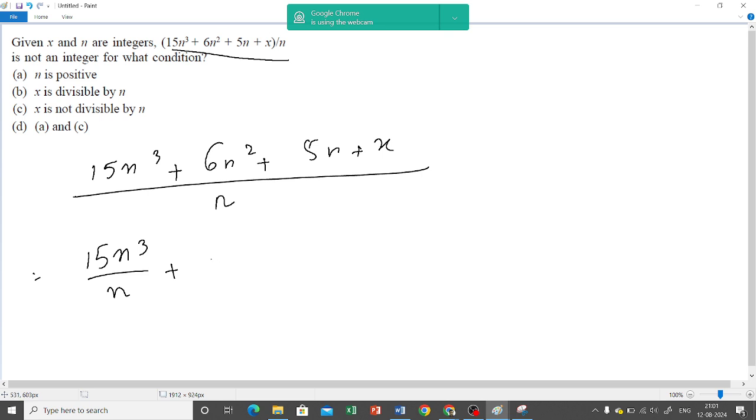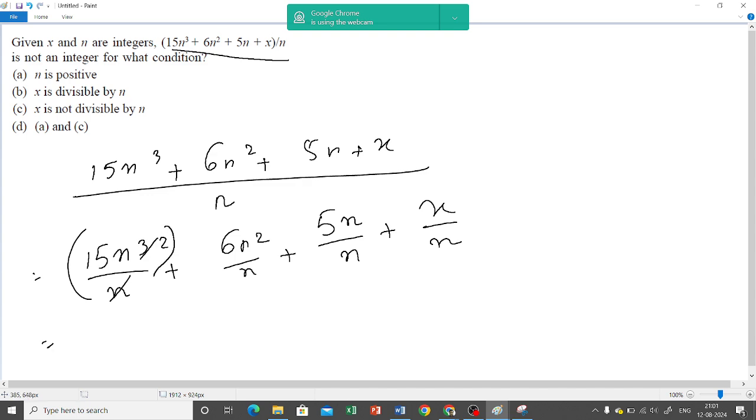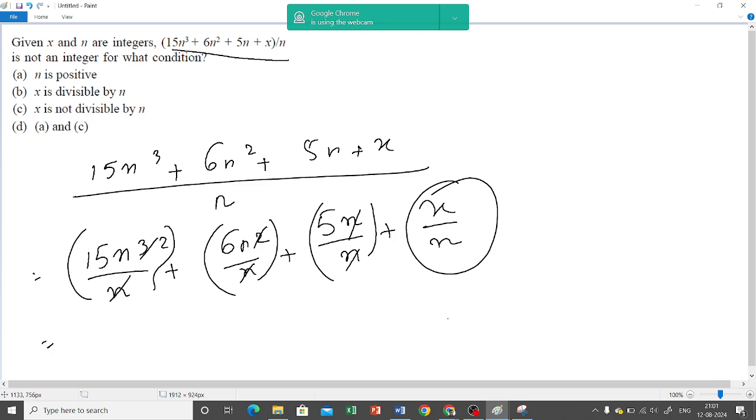So 15n cube by n, 6n square by n, 5n by n plus x by n. Okay, now see, this will totally cancel out. This one is a multiple of n, so this will give me remainder 0. This will also give me remainder 0, it will cancel out. This will also give me remainder 0. So all these will give me remainder 0. The only question is with this one, x by n.